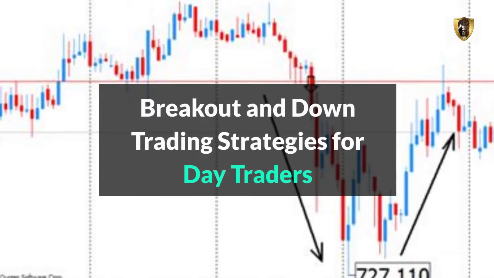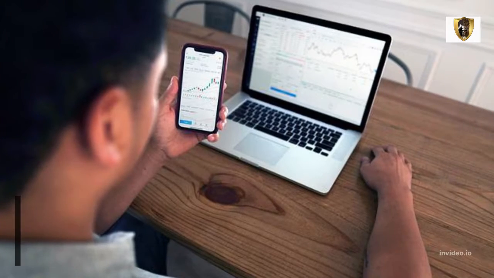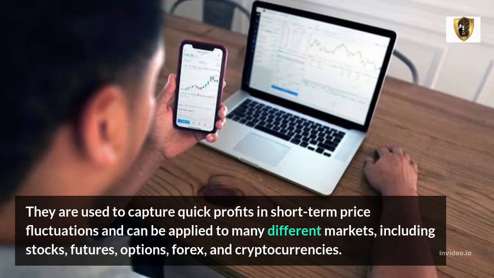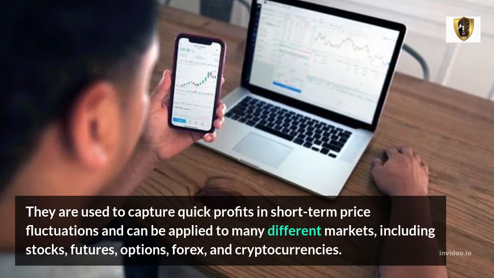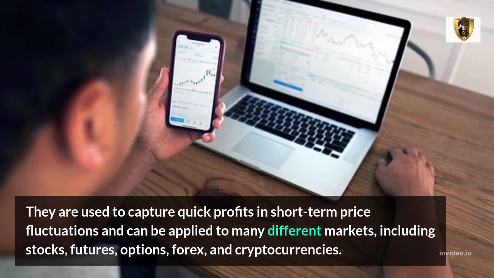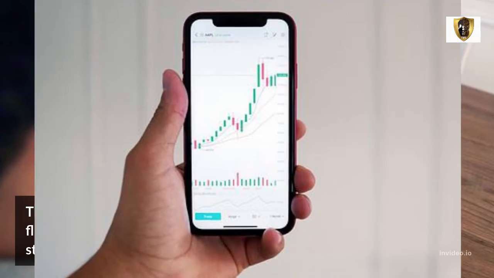Breakout and down trading strategies for day traders. They are used to capture quick profits in short-term price fluctuations and can be applied to many different markets, including stocks, futures, options, forex, and cryptocurrencies.